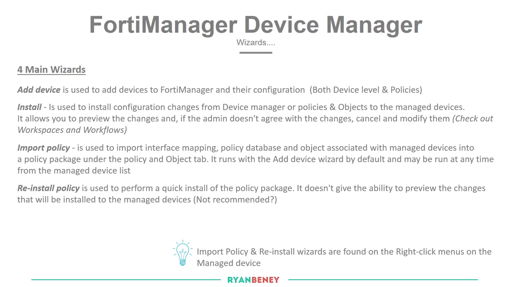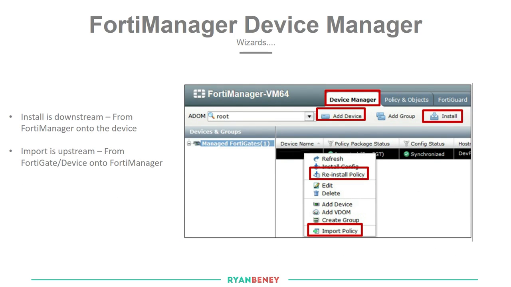To give you some sort of visual of what this looks like, we've already logged into it, but to give you an idea, within the device manager we have the add device wizard at the top and the install wizard, and then to access the reinstall policy and the import policy you would right click on the device itself. Now something to keep in mind that helps me with these imports and exports is install. When we talk about installing something, we talk about actually putting something from the FortiManager onto the device. So we're installing it onto the device. When we're thinking about importing, we're importing something into the FortiManager, meaning we're actually taking the configuration or policies of the device itself, whether that's a FortiGate or another device, and putting it inside the FortiManager.